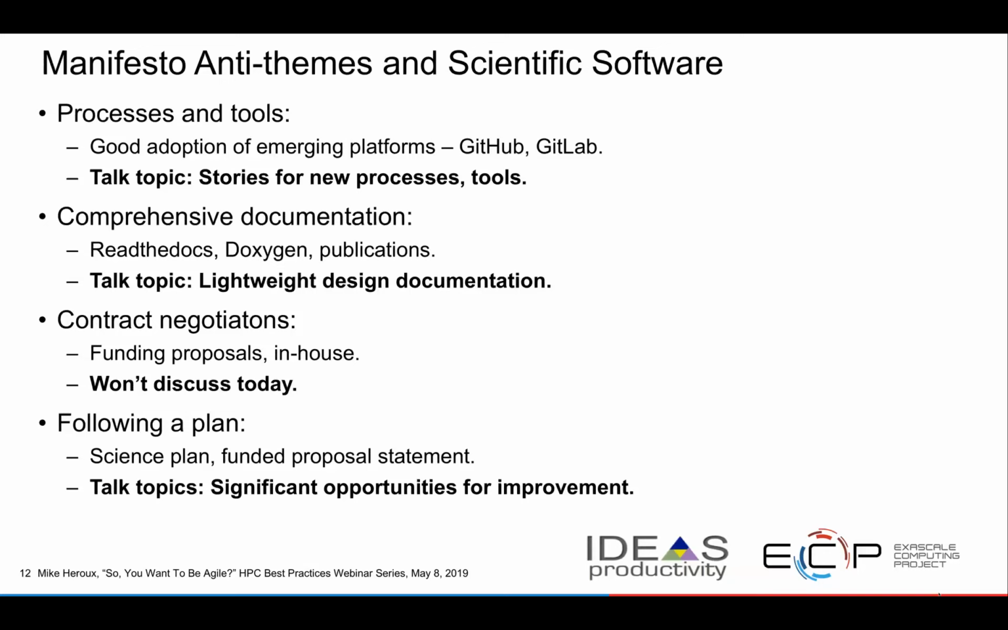I have also, in my experience, seen really good documentation coming out of our community. I find regularly projects use Read the Docs, a platform for documentation development. Doxygen is embedded documentation for functions and methods, argument lists and things like that, and then regular publications. I do want to talk a little bit about lightweight design documentation because I think it's an opportunity that some teams may not have considered, and I want to give an example of how I think that could be enhanced a bit without a lot of work and provide a lot of value.